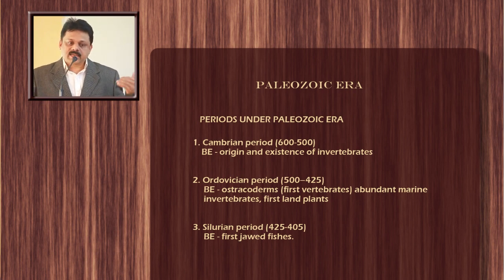The second period of the Paleozoic era is referred to as the Ordovician period, and the Ordovician period is from 500 to 425 million years before present. The major biological event that took place during the Ordovician period is the presence of ostracoderms, which means the first vertebrates. So the first vertebrate appeared on the face of Earth during the Ordovician period, that is between 500 to 425 million years before present.